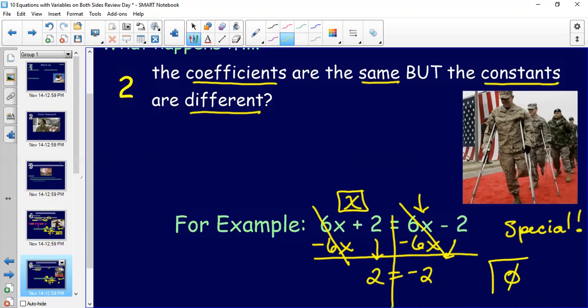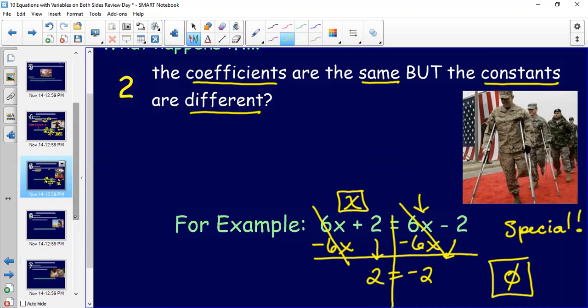And remember, that is the symbol for no solution right there. So you can shorten it and you don't have to write no solution. And no solution means, again, that there is no number that you can plug into this equation that would make this work. So there are no possible answers. Okay, let's do one more.